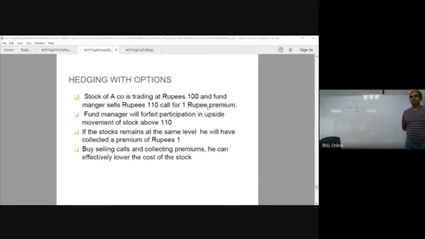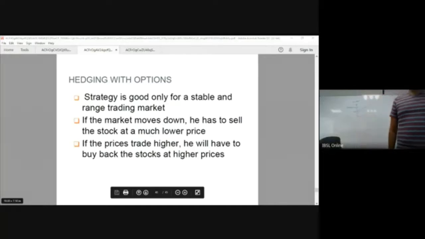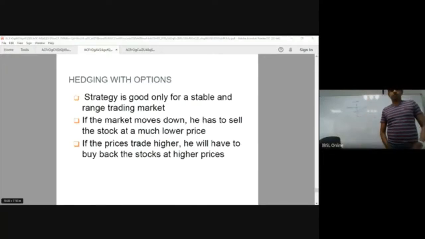If the stock remains at the same level, he will have collected a premium of 1 rupee. By selling calls and collecting premiums, he can effectively lower the cost of the stock. This strategy is good only for stable and range trading markets. If the market moves down, he has to sell the stock at a much lower price. And if the market prices trade higher, he will have to buy back the stocks at a higher price. Right.